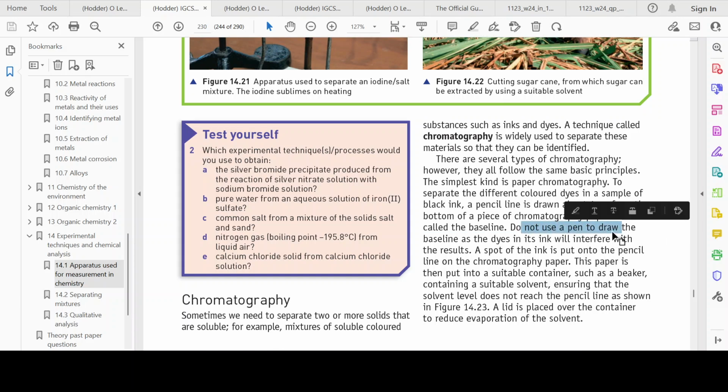Do not use a pen to draw the baseline, as the dyes in the pen ink can also get dissolved and can mess up your results basically, right? Interfere with the results because you're going to use a solvent, and so the ink from the pen can also dissolve in the solvent, and it will also take part in the chromatography, and so you get incorrect results.